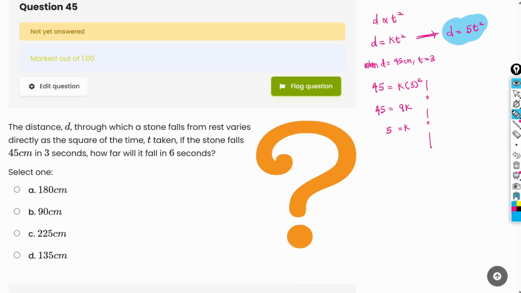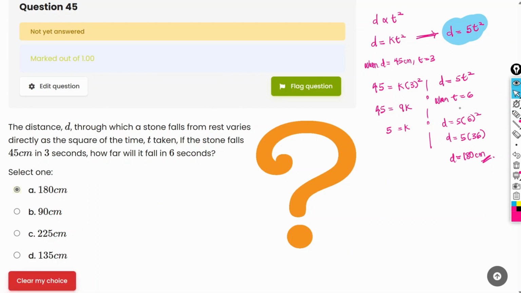We're asked for how far it will fall in 6 seconds. So essentially, we know that d is equal to 5t squared, and we're asked for when t is equal to 6. So d would be 5 times 6 squared. d would be 5 times 36, so d would be 180 cm. It's going to fall 180 cm in 6 seconds. All right, so that's for question 45.